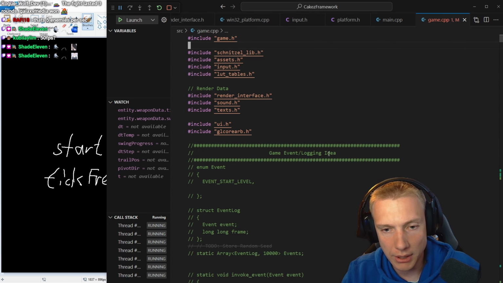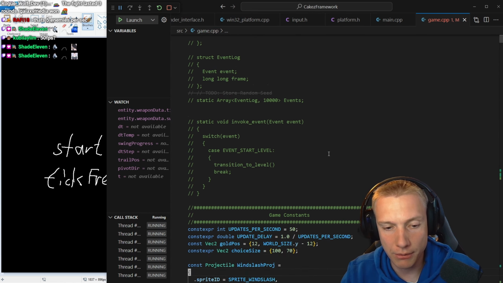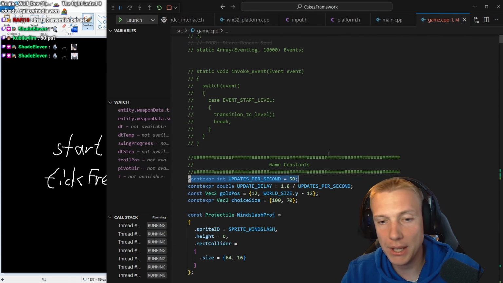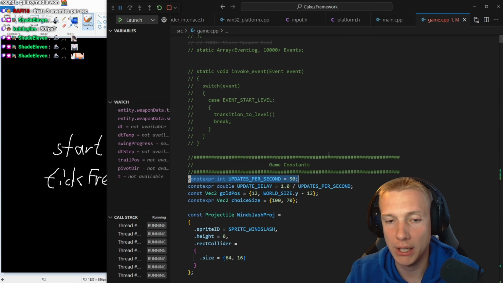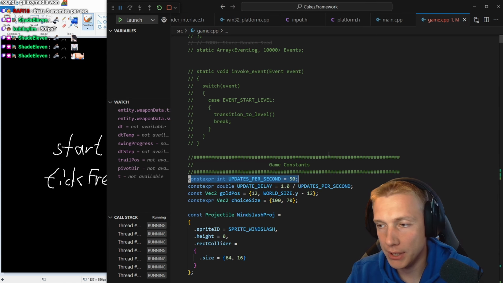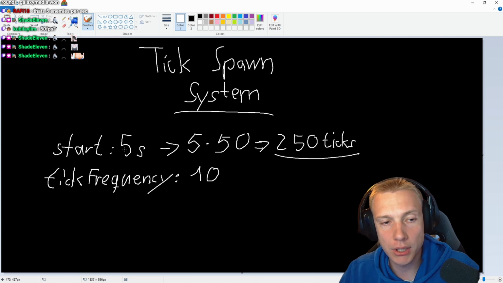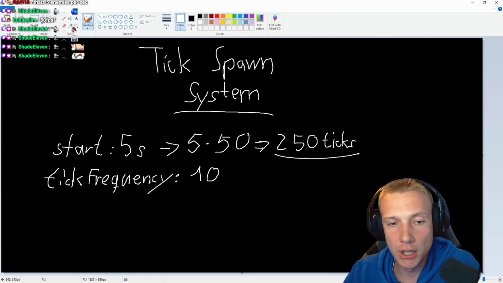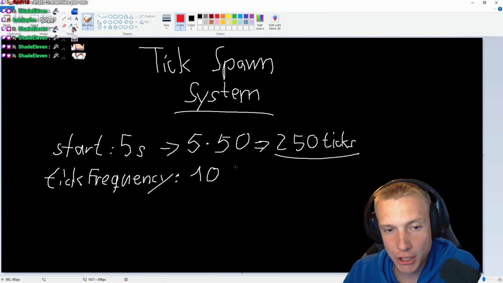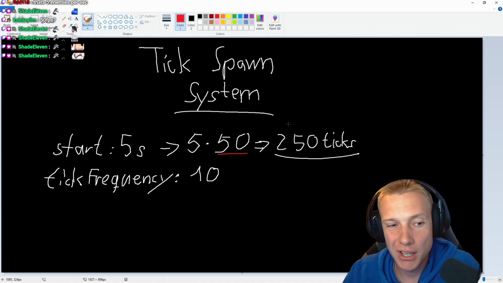If we go to the game, at the very top I have this tick rate. The updates per second. This is the ticks per second, essentially. 50 times. I tick 50 times. And now if I say that I want to start at 5 seconds, the conversion to ticks is to take the ticks per second and multiply that by the seconds. And that's when I know that on tick 250 is when I want to start spawning.